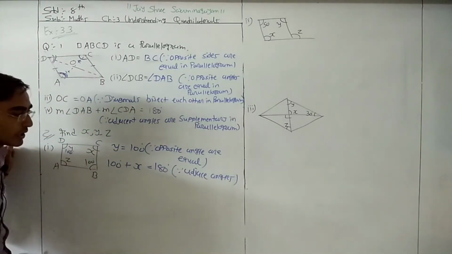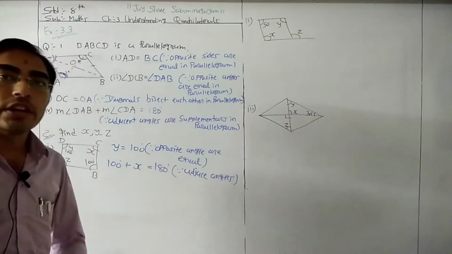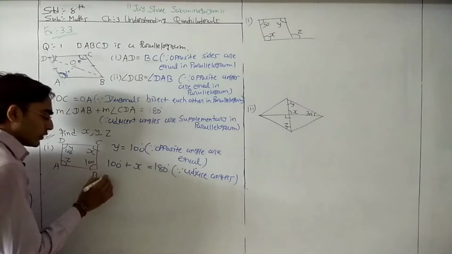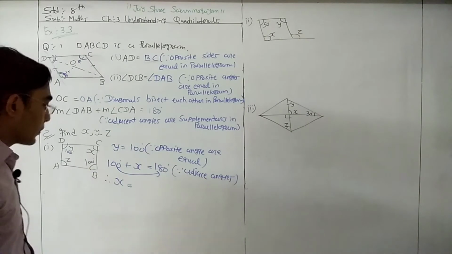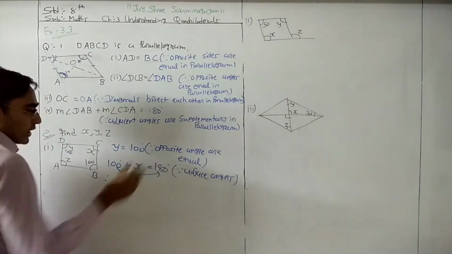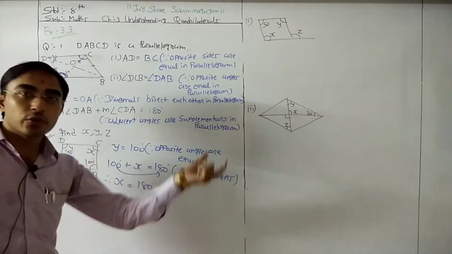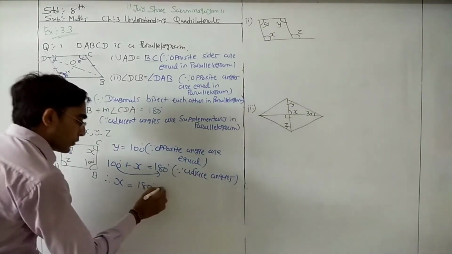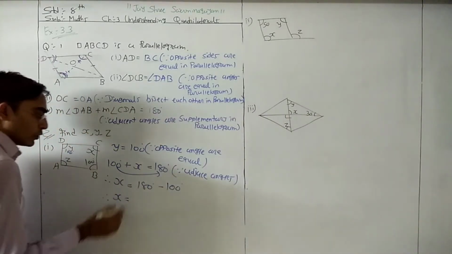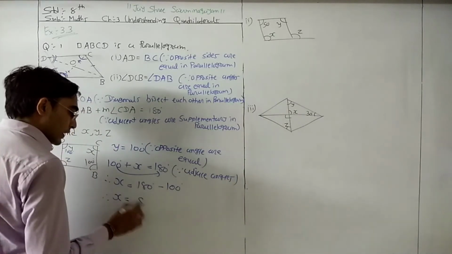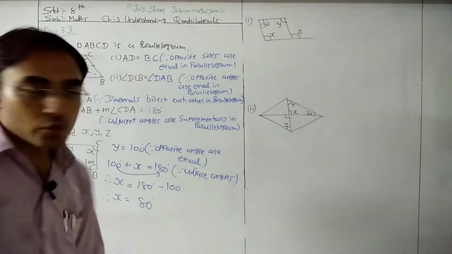Now from here we can find the value of x, right? So x is equal to, we need to transfer this 100 to the right hand side. On the right hand side, first of all we have 180 degrees. Now if we transfer this 100 to the right hand side, it becomes negative, so here negative 100. 180 degrees minus 100 degrees, 80 degrees. So this is the answer of our x. x is equal to 80 degrees.